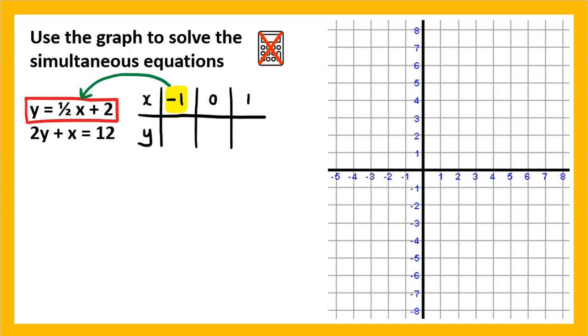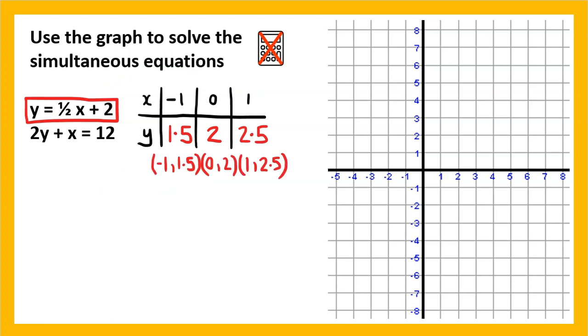When x is negative 1, half of negative 1 is negative 0.5, plus 2 is 1.5. When x is 0, half of 0 is 0, plus 2 is 2. And lastly, when x is 1, half of 1 is 0.5, plus 2 is 2.5. Plot the coordinates and connect using a straight line. Now we need to repeat the process for the second equation.